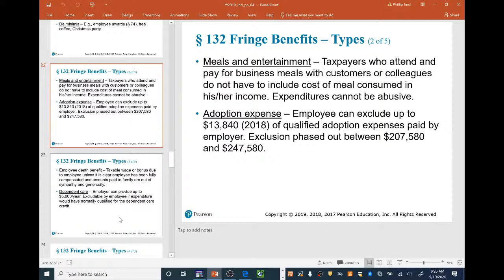Next, adoption expense. Employee can exclude up to $13,840, and this is a 2018 threshold, of qualified adoption expenses that are paid by the employer. Exclusion phased out between the $207,580 and the $247,580. Okay.